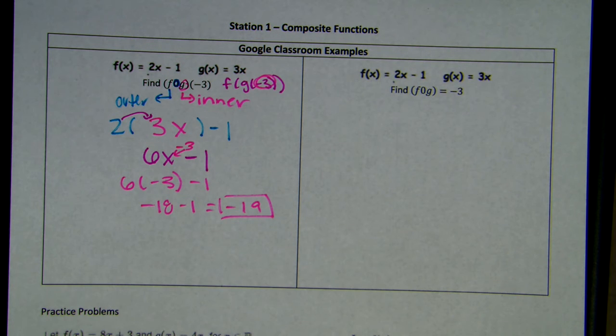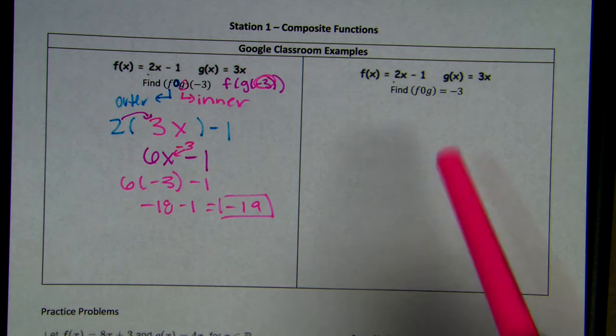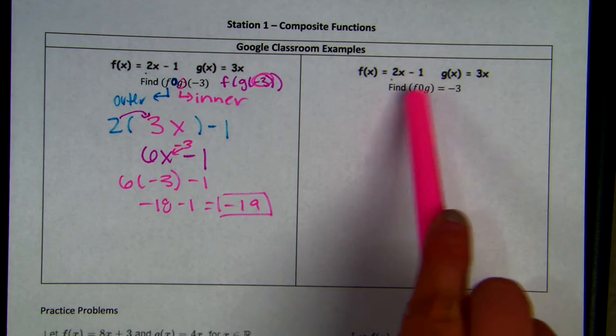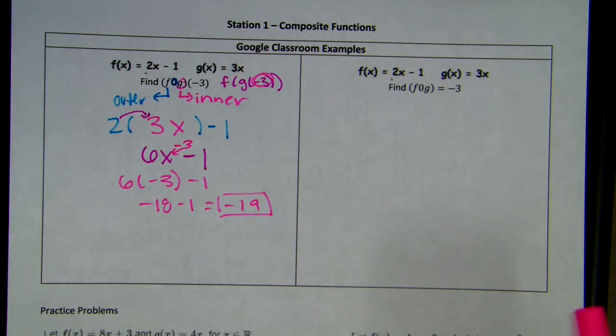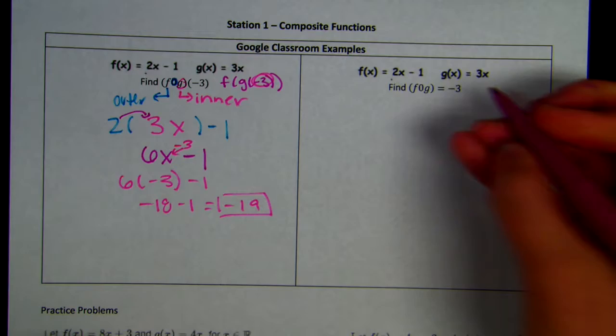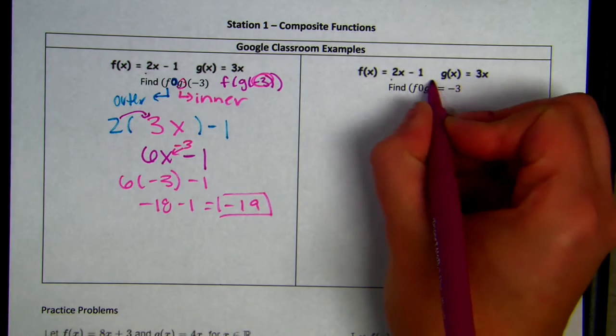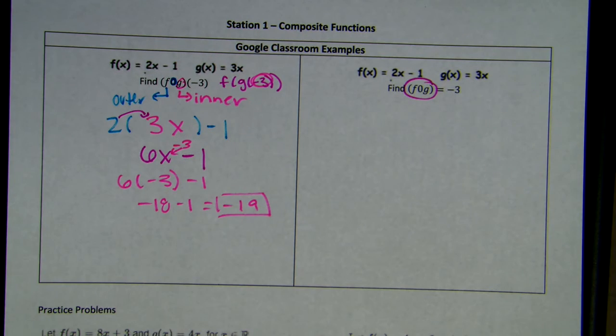Sounds good. So that was one composite function. Let's do another one. This one confused me because it looks exactly the same, but it's telling us to find f of g of x is equal to negative 3. So over here, the whole function is equal to negative 3, not just x.